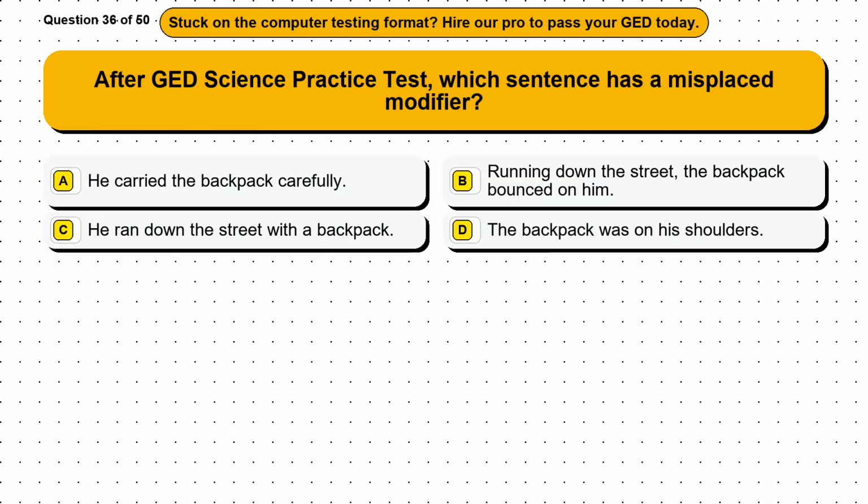Question 36. After GED Science Practice Test, which sentence has a misplaced modifier? Option A. He carried the backpack carefully. Option B. Running down the street, the backpack bounced on him. Option C. He ran down the street with a backpack. Option D. The backpack was on his shoulders.